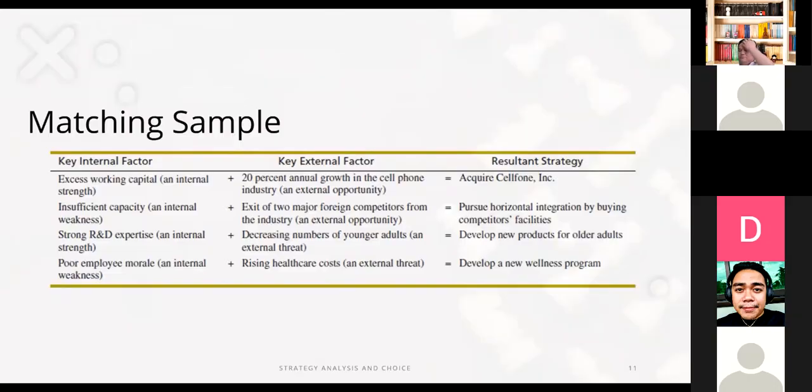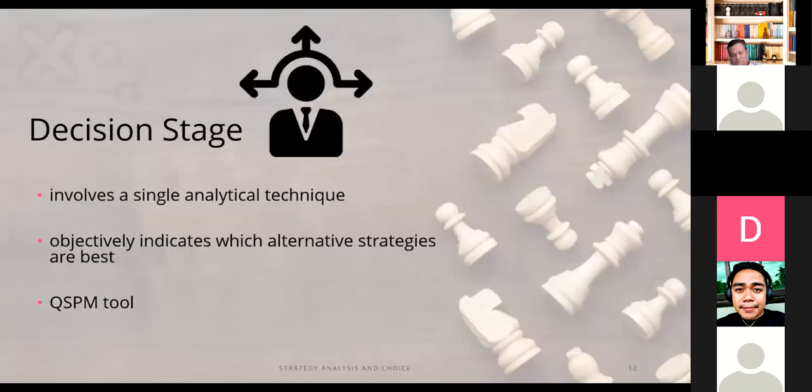Every organization has some external opportunities and threats and internal strengths and weaknesses that can be aligned to formulate feasible alternative strategies. The last stage is the decision stage. It involves a single analytical technique, and it objectively indicates which alternative strategies are best. The tool that is being used in this is the QSPM tool.